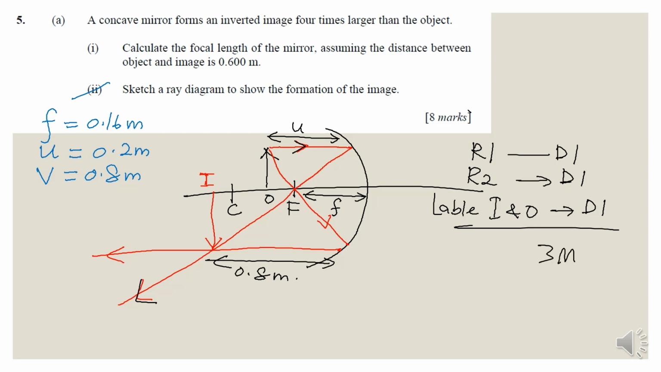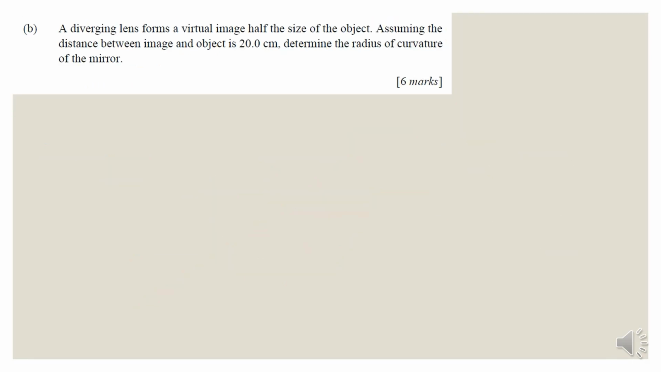So 5A tadi, 5A1 5 marks, 5A2 3 marks. So dapat total 8 marks. Okay, number B, 5B.